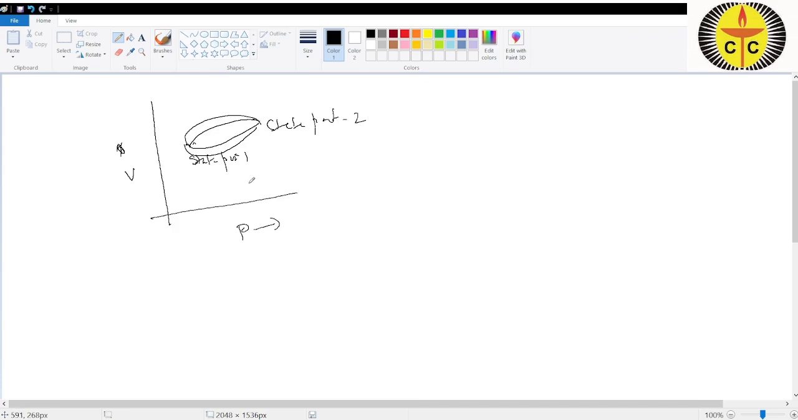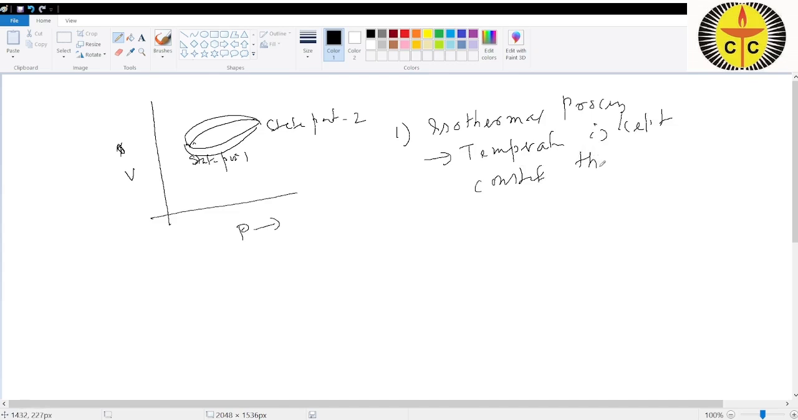Accordingly, the thermal process is classified as the isothermal process, which is a process in which temperature is kept constant throughout the process.